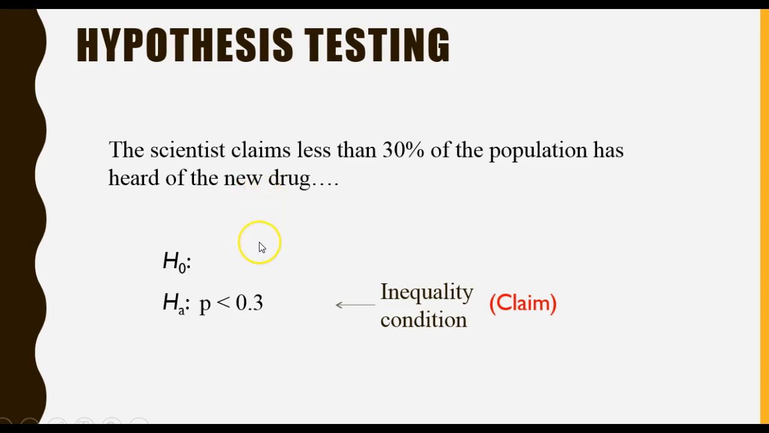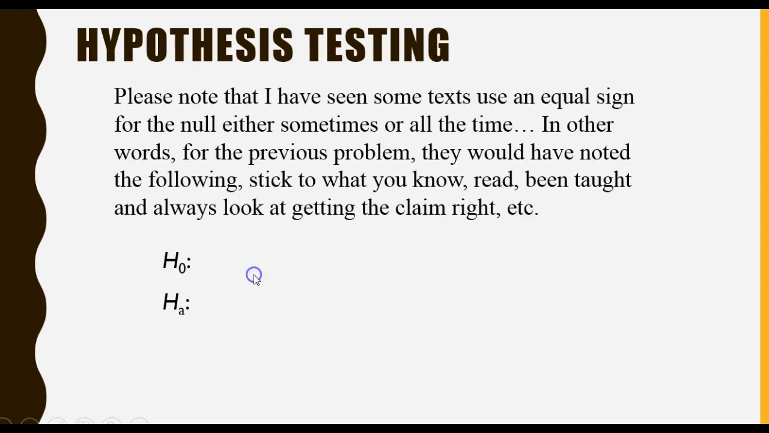So we're dealing with a proportion here. So he's saying, or she's saying, that the proportion is less than 30%, or less than 0.3. So the claim would be the alternative hypothesis. The complement of that is that it's greater than or equal to 30%.